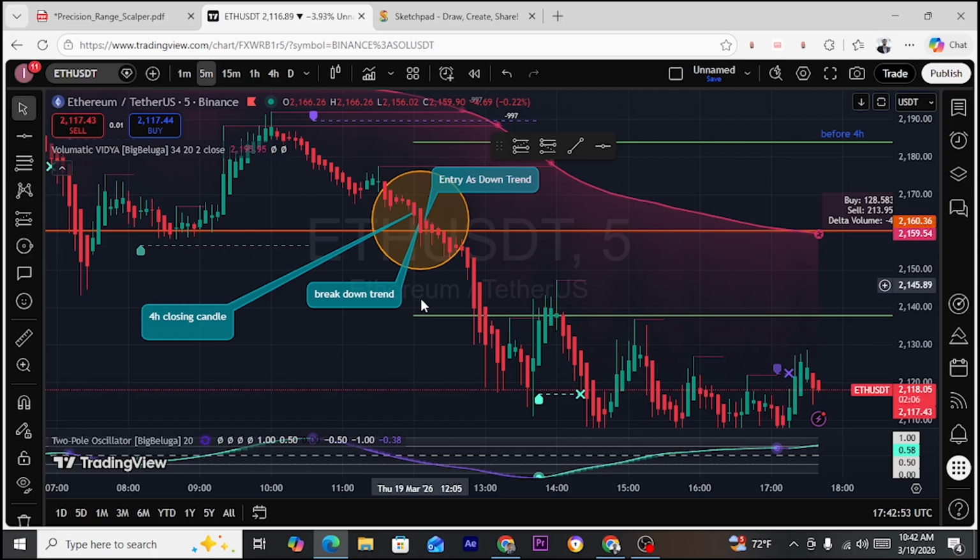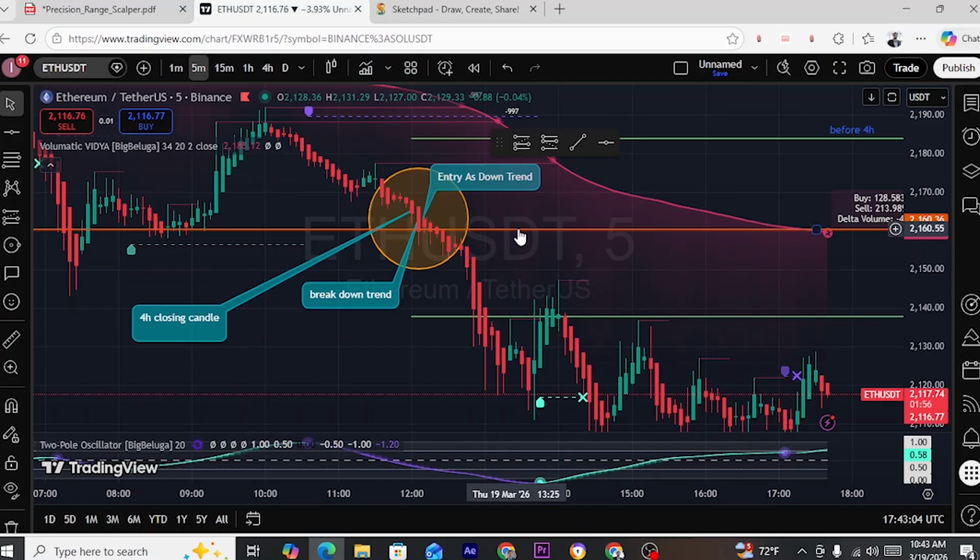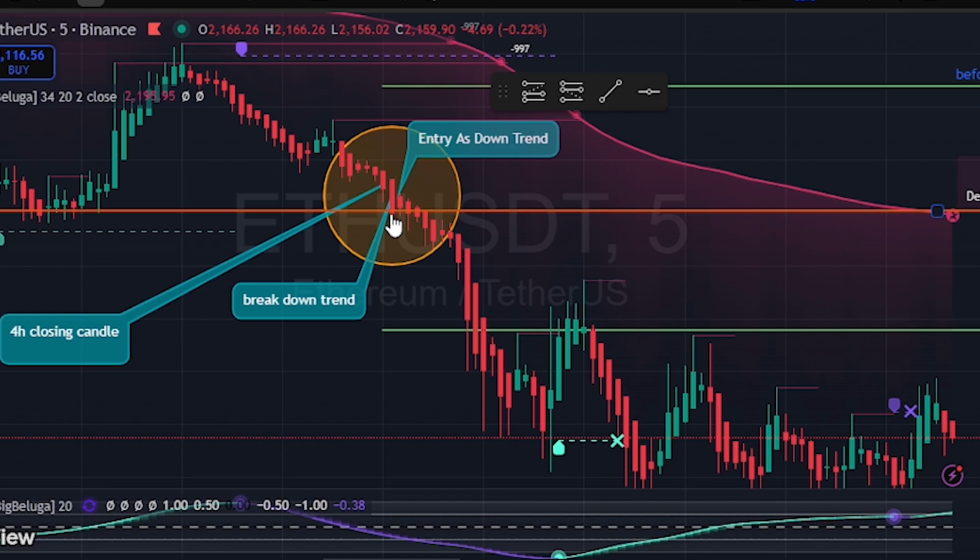So as we can see, this is 12:05. The candle breaks that line. So it breaks that baseline. See, this color is breaking. So this is the main fact.